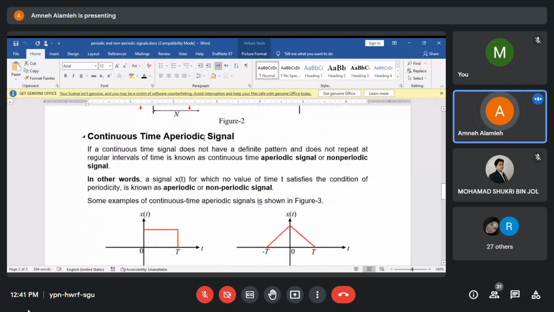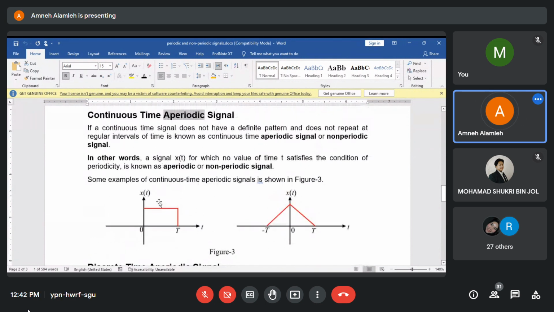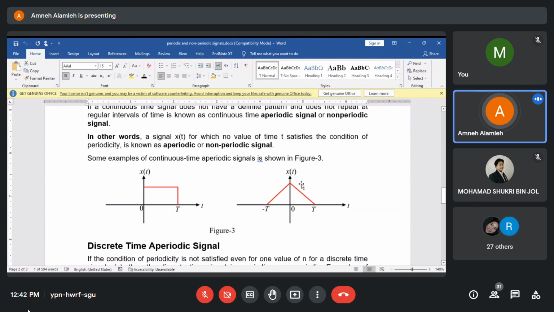For the continuous time aperiodic signal, aperiodic means non-periodic, so it is the same meaning. This signal is continuous but non-periodic, so it does not repeat itself at a specific interval of time. This one is also continuous but non-periodic. Why non-periodic? We cannot see a pattern. It does not repeat itself.